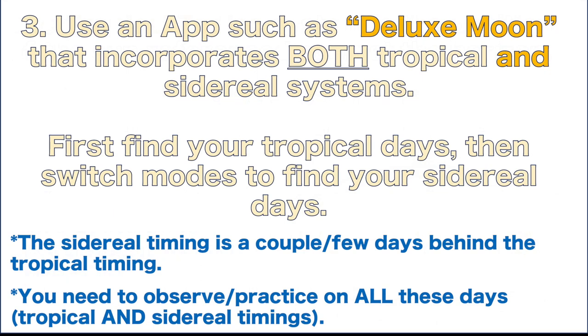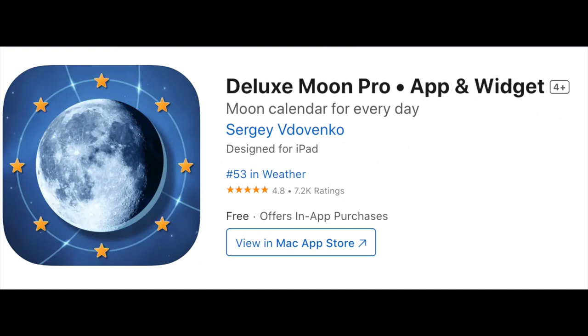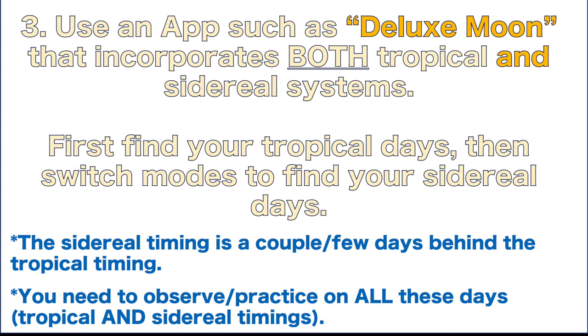So step three is to use an app such as Deluxe Moon that has modes for both tropical and sidereal systems. If you are using Deluxe Moon, I recommend finding the tropical days first, then switching into sidereal mode in the settings to find the sidereal timings. In general, the sidereal timing is a couple or few days behind the tropical timing.